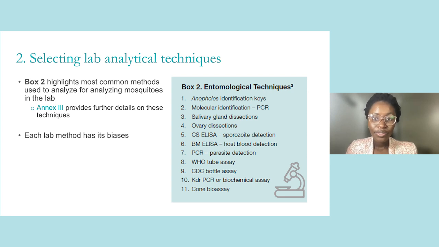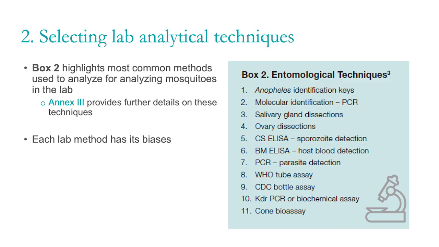Once vectors have been collected, they are usually brought to the laboratory for analysis. Let's discuss how to select techniques to analyze mosquitoes in the lab. The data required to calculate many indicators are generated by standardized entomological lab techniques. Box 2 highlights some of these techniques, such as PCR for species identification and assays for insecticide susceptibility testing.